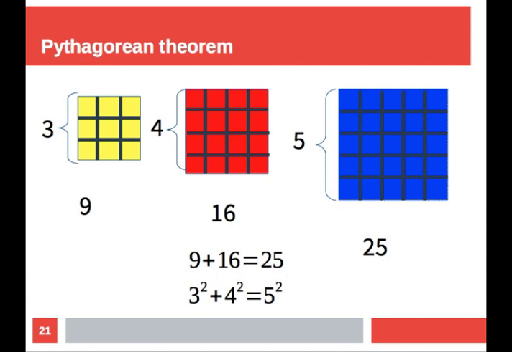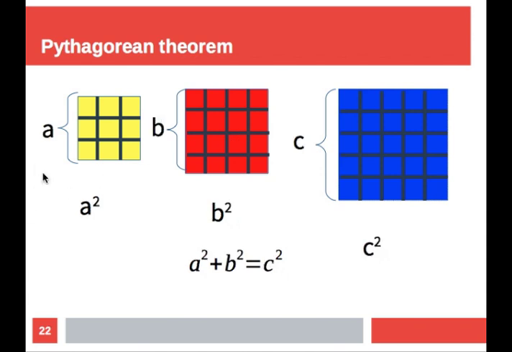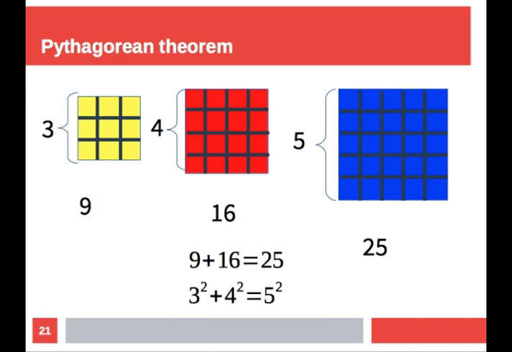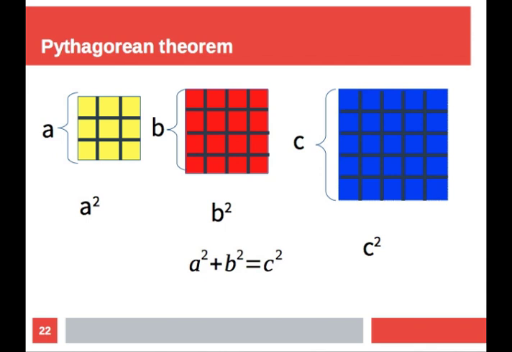Of course, that's why we have to generalize this in the following way. Instead of placing 4, 3, and 5, we're going to use A, B, and C. And this C, of course, is going to belong to the longest side, and A and B are going to belong to the shorter sides of our right triangle.